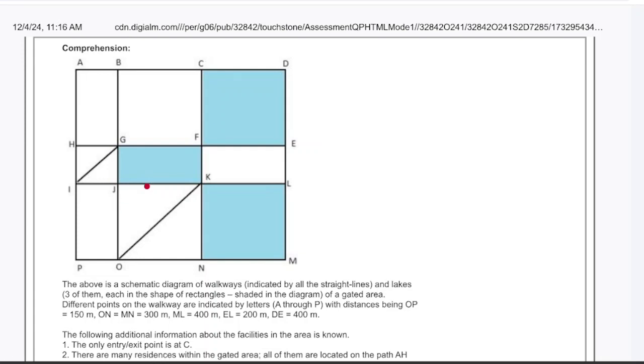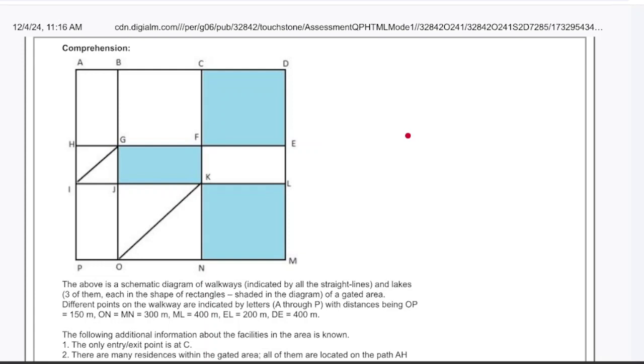CAT 2024 LRDI slot 2 puzzle number 5. This is the last puzzle of this slot, and again quite doable, but let's start doing it. It says the above is a schematic diagram of walkways indicated by all straight lines. So all these straight lines which we can see, they all are the pathways, the walkways from where one can travel.